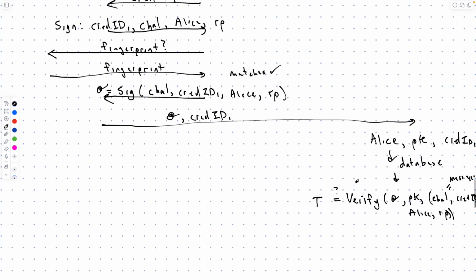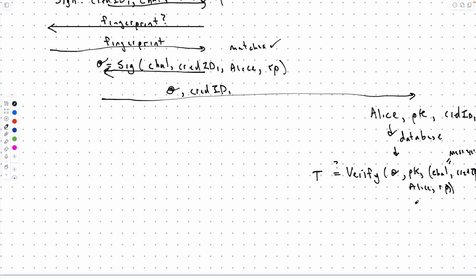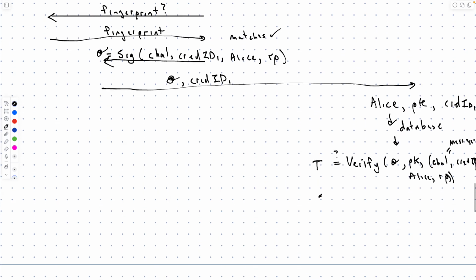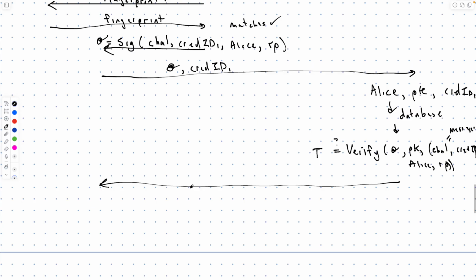Okay, so that proves that the person possessed the secret key associated with this public key in order to generate the signature over all of these values. Okay, so that was Alice or some device that Alice controls in order to do that. Okay, then it will log her in. Then it's the same as logging in normally. So we didn't really talk about cookies, but what it will do is it will set a cookie.